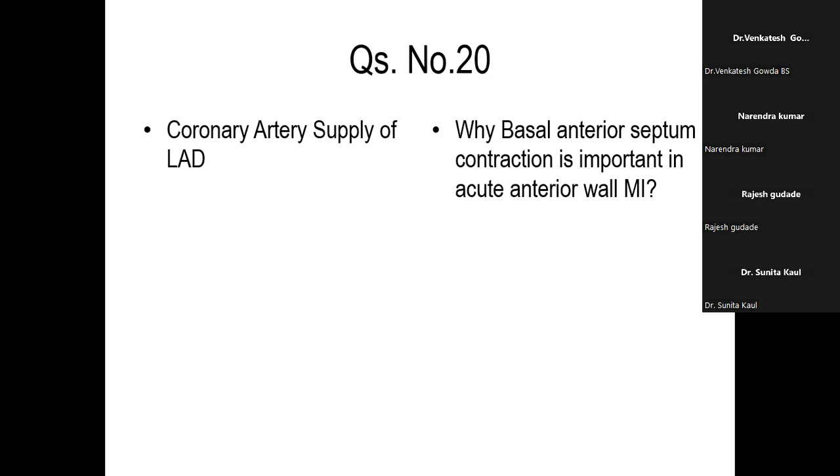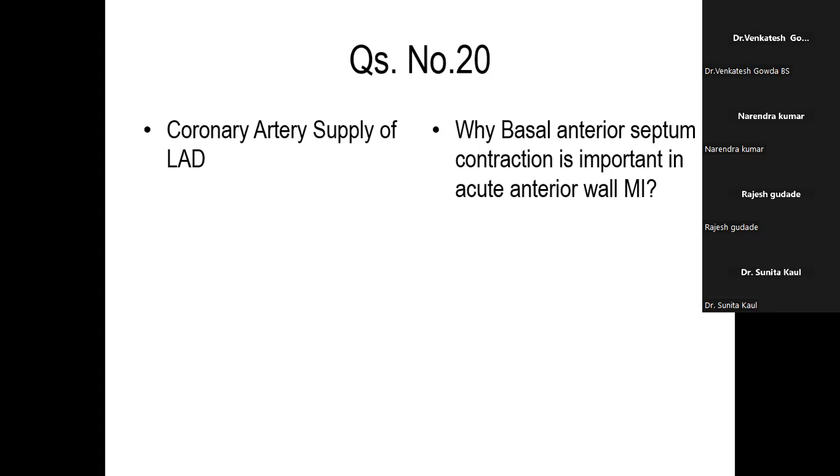So can you repeat the question one more time, please? My question is, you're a cardiologist working in the hospital. You are doing an echocardiography of an anterior wall MI who has just walked into the hospital at 12 o'clock in the midnight. You did an echo. Your consultant asked you, how is the basal anterior septum? Is it contracting or not contracting? Why is your consultant asking this and why will you say whether it's contracting or not contracting?